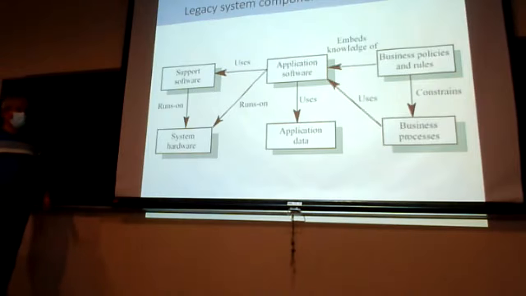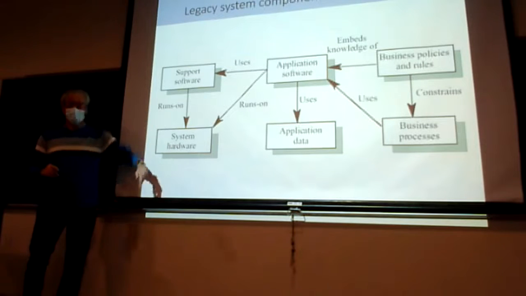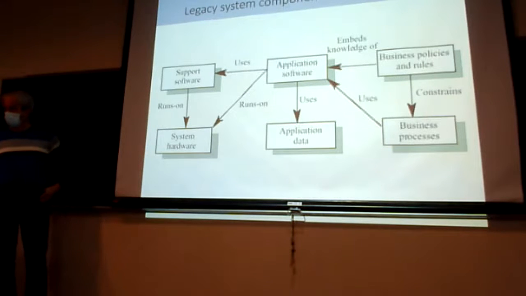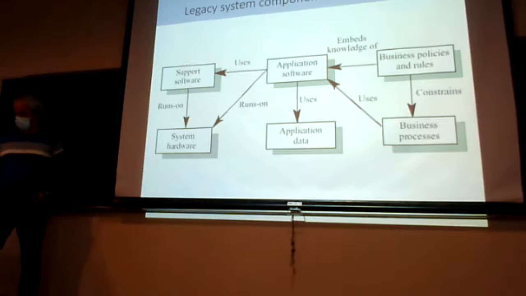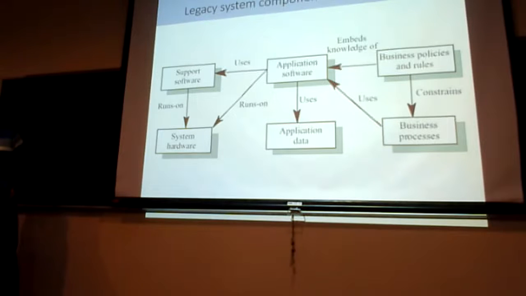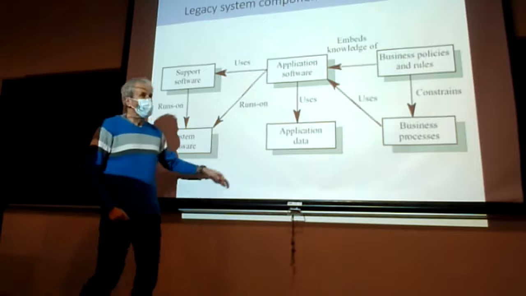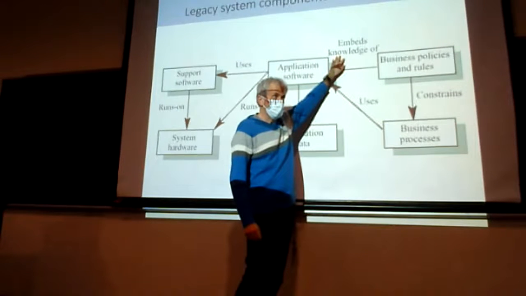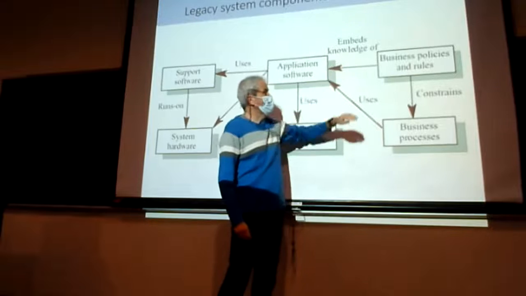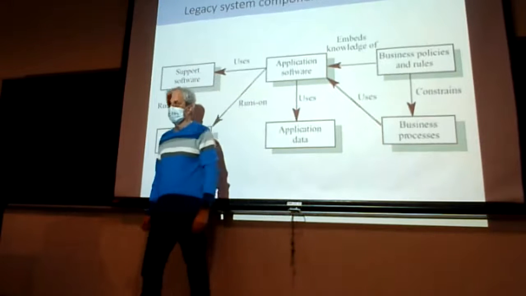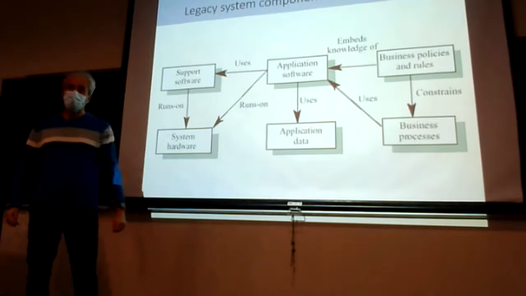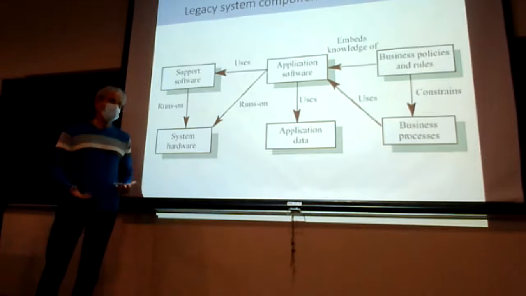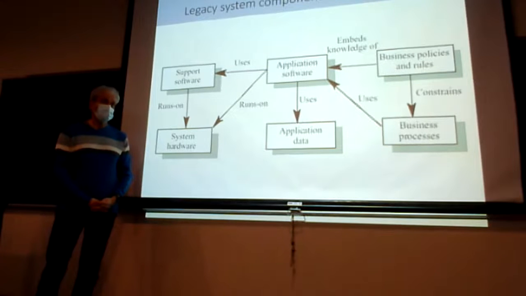So that's basically some of what the structure could look like of legacy system components. And I think that's an important part here, which a lot of people really underestimate. It's the embedded knowledge of business policy and rules. If it is not documented, how do you figure out what the software actually does and why?